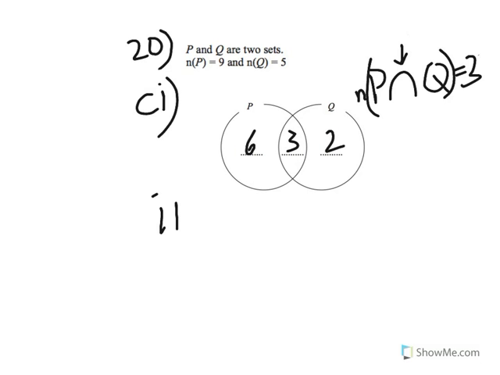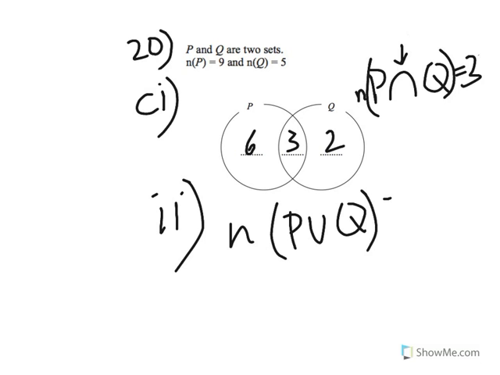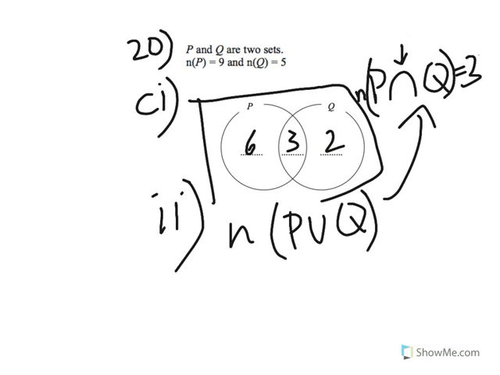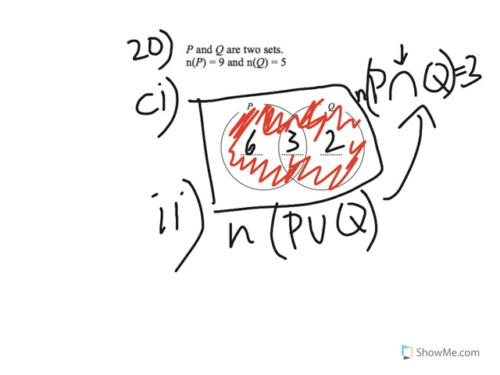Okay, so now C2. They're asking you to find the number of P union Q when the number of P intersect Q is equal to 3. So it can be applied to basically this Venn diagram over here. So P union Q, what is it? It's nothing but this whole region over here. Because P and Q, so all of the numbers that are possible in P and Q.